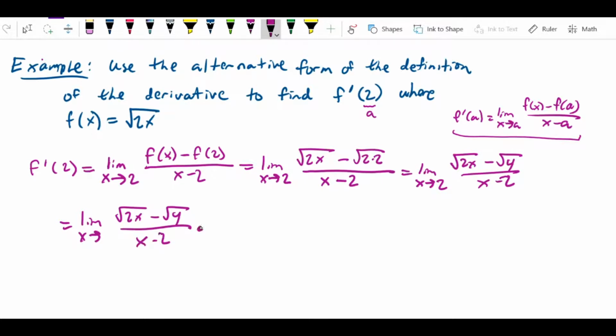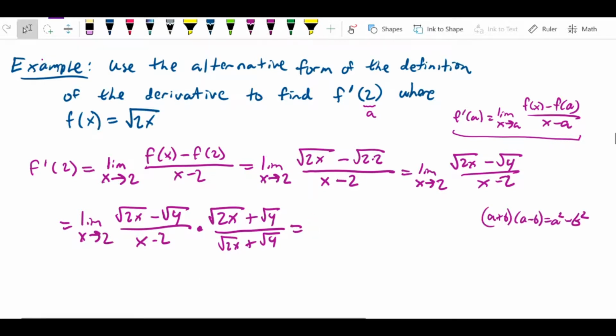So now what I want to do is multiply by the conjugate over the conjugate. We recall this technique from the early evaluation of limits that we did in the last chapter. I'm going to multiply by the square root of 2x plus the square root of 4 over the square root of 2x plus the square root of 4. So this last fraction is just equal to 1. It's just a thing over itself, so it doesn't change the value of anything, but it will help me work through the algebra.